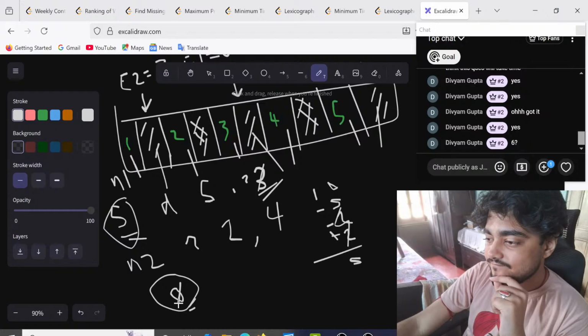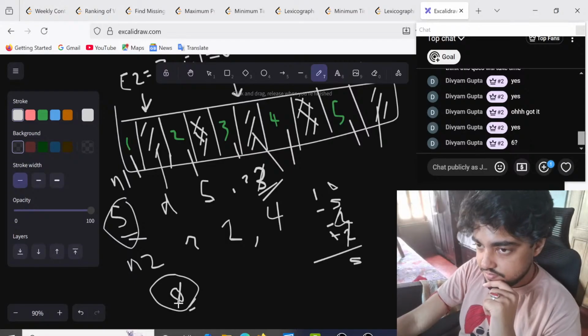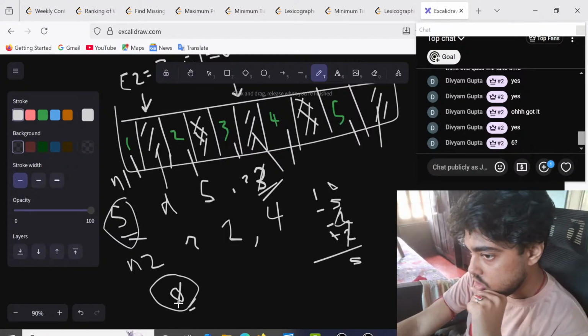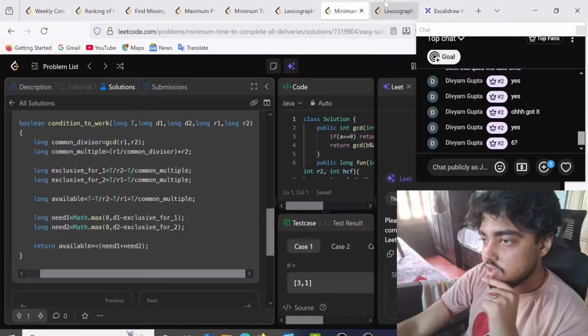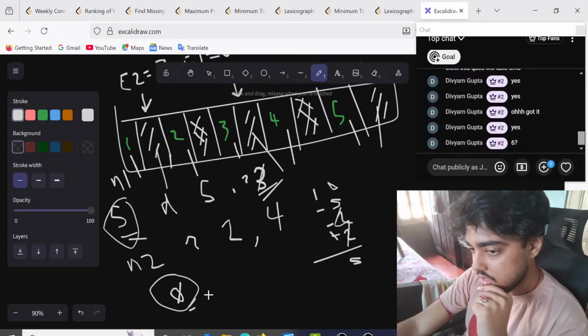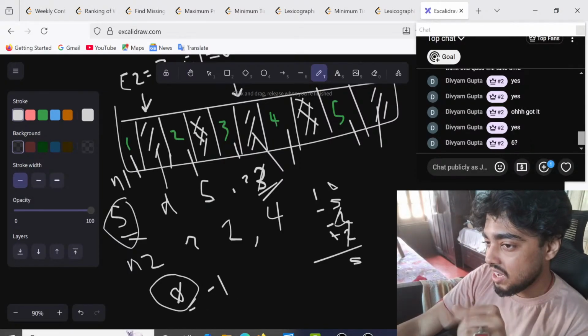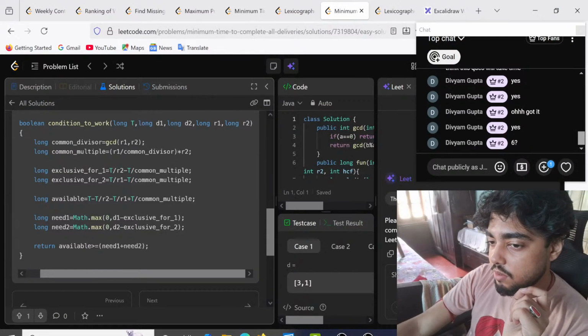Then what would this have become? 2 minus exclusive for 2, that is 2 minus 3. Right? N2 would have been minus 1. But is minus 1 possible? No. So I will make it 0. Okay. So this is the reason we are using math.max.